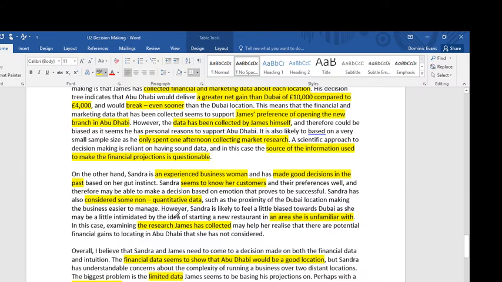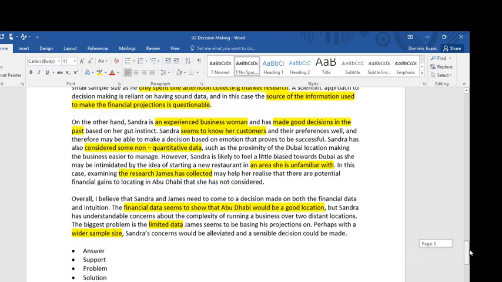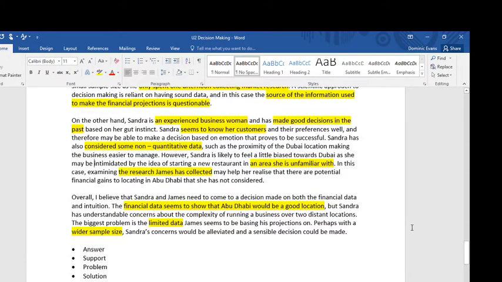However, so trying to get some balance in now, Sandra is likely to feel a little biased towards Dubai, as she may be intimidated. Use a little twice there, that's not good English. She may be intimidated by the idea of starting a new restaurant in an area she's unfamiliar with. In this case, examining the research that James has collected may help her realise there are potential financial gains to locating in Abu Dhabi that she's not considered. Sandra seems to me to be very intuitive in decision making, and therefore having a look at scientific data might help her to realise that there are benefits she's not considered.